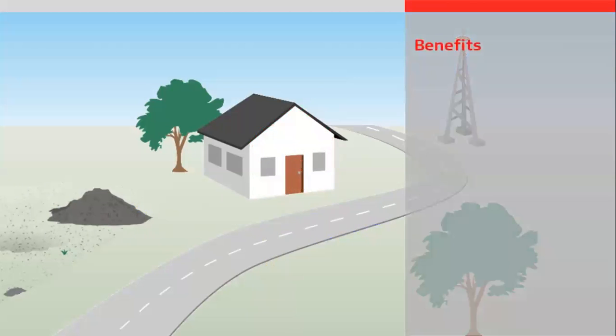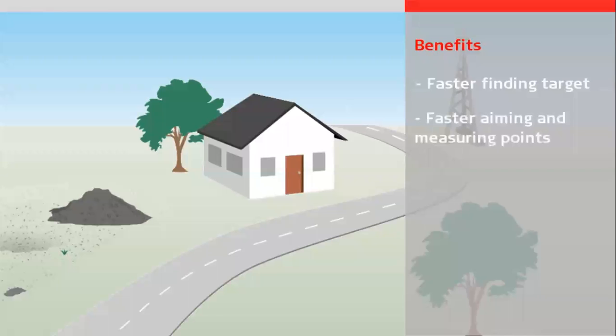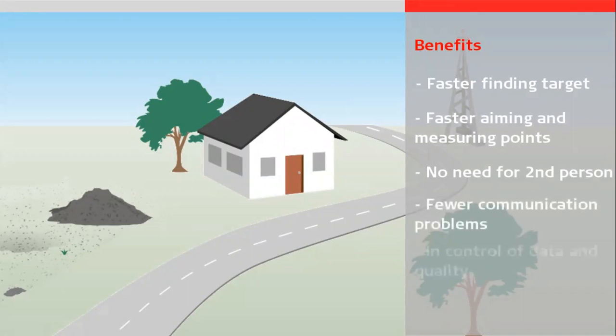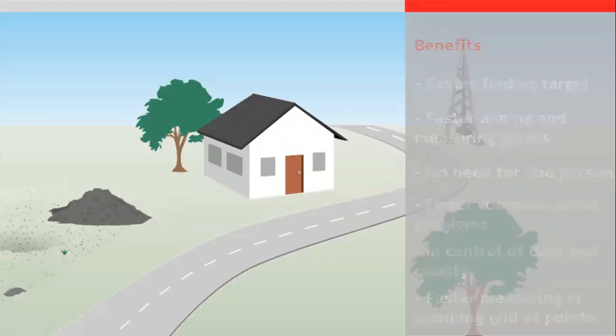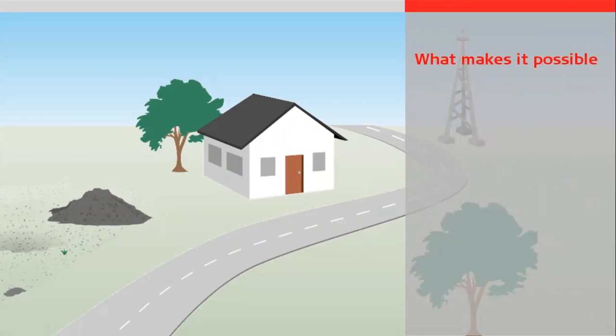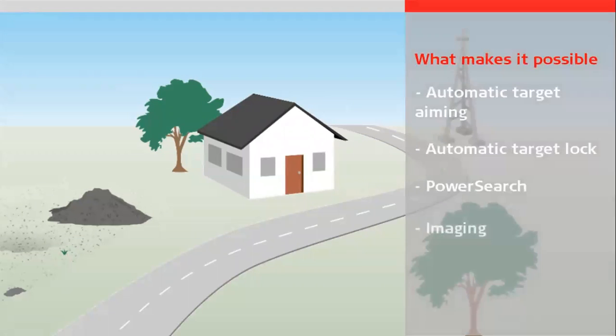So in summary, there are many benefits in using a robotic total station. Faster finding the target, faster aiming and measuring points, no need for a second person, fewer communication problems, fully in control of data collection and quality, much faster measuring or scanning a grid of points. Now let's have a look at what features make all of this possible. We will look at automatic target aiming, automatic target lock, power search, and imaging.